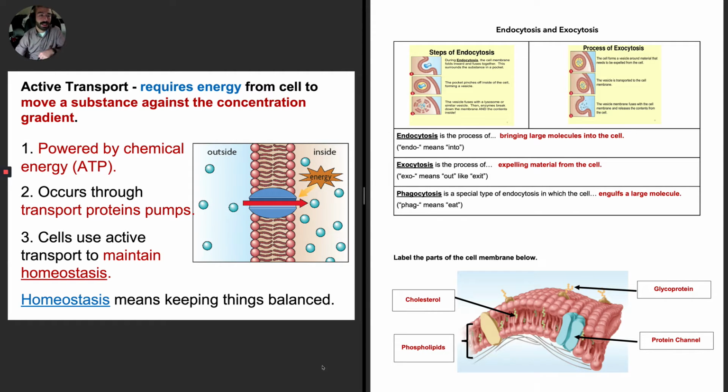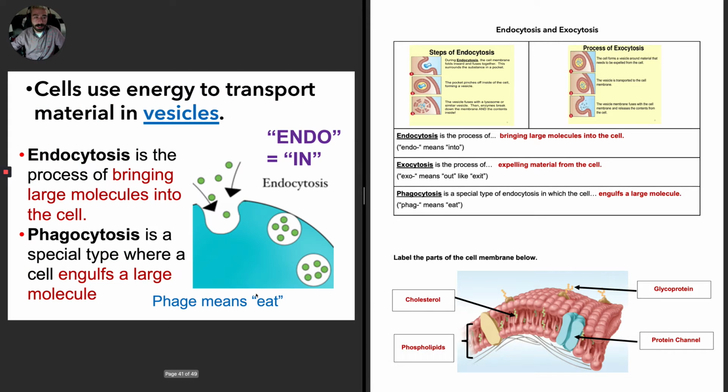So we ended last time talking about how active transport is the type of transport that requires energy to go from low to high concentration. But there are other types of active transport when bigger molecules are involved. So the first thing that we're going to talk about today is something called endocytosis.